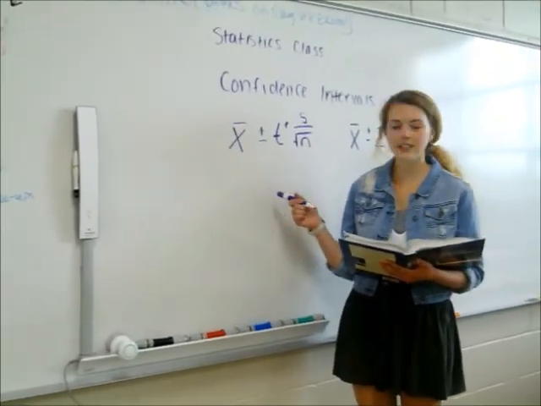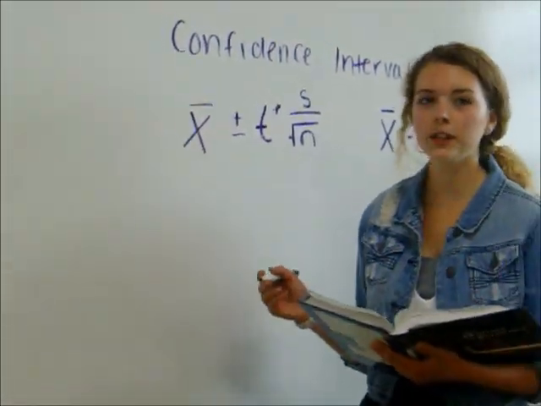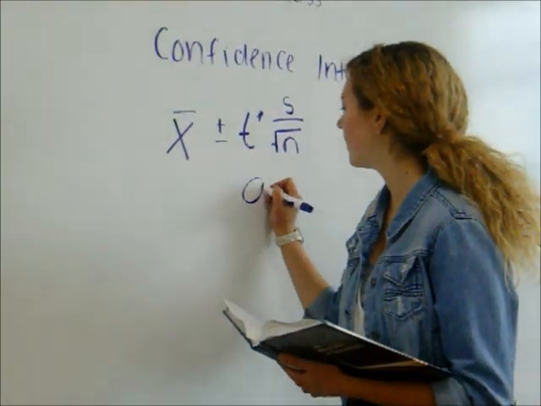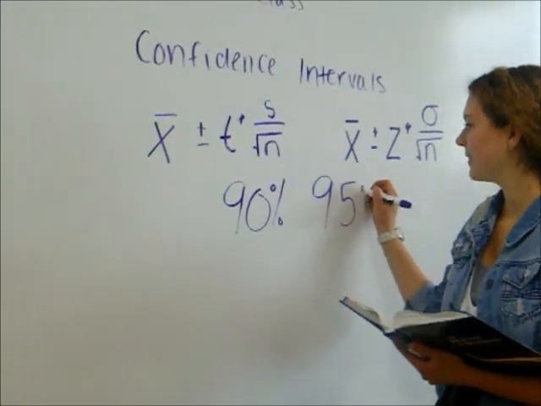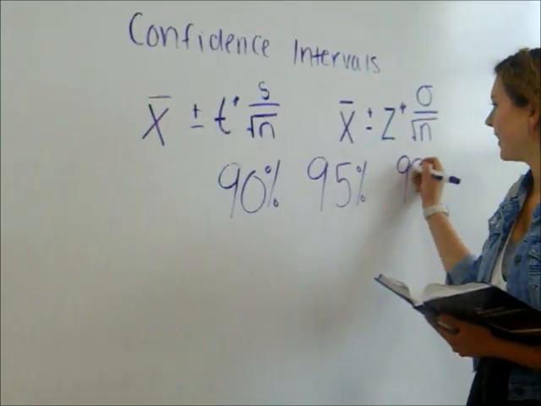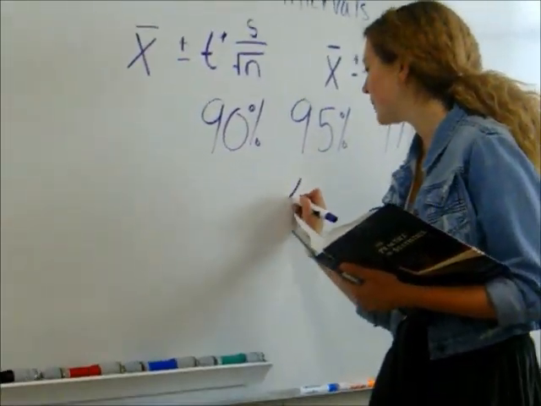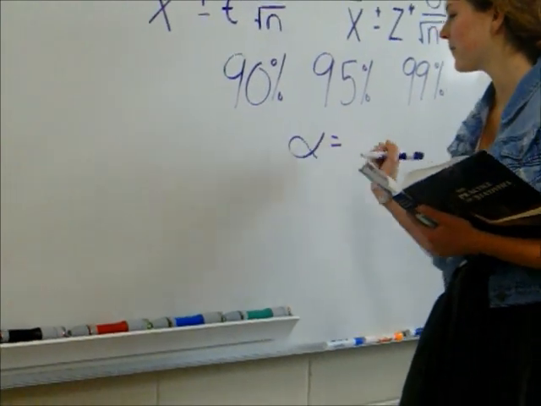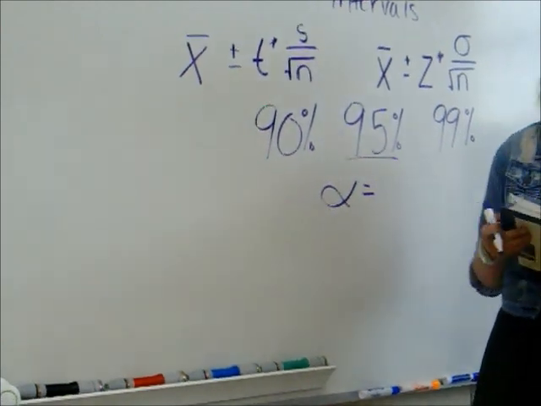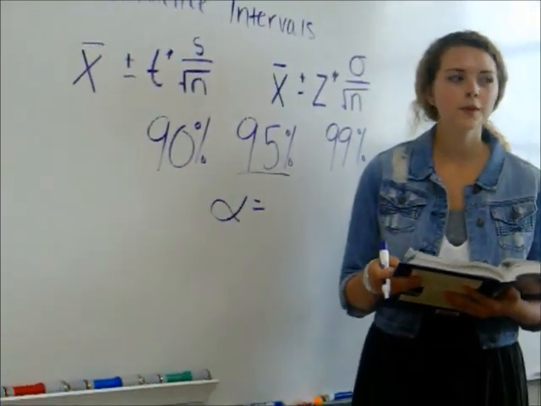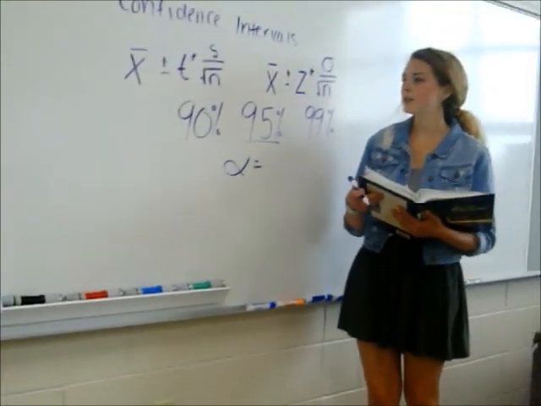Okay, so to find t, we need to know how confident we're going to be. The most commonly used confidences are 90%, 95%, and 99%. The confidence is described by this variable. For the purposes of our study, let's use the 95% confidence. Because the more confident you are, the wider the interval, meaning the less precise. So let's just pick the middle.